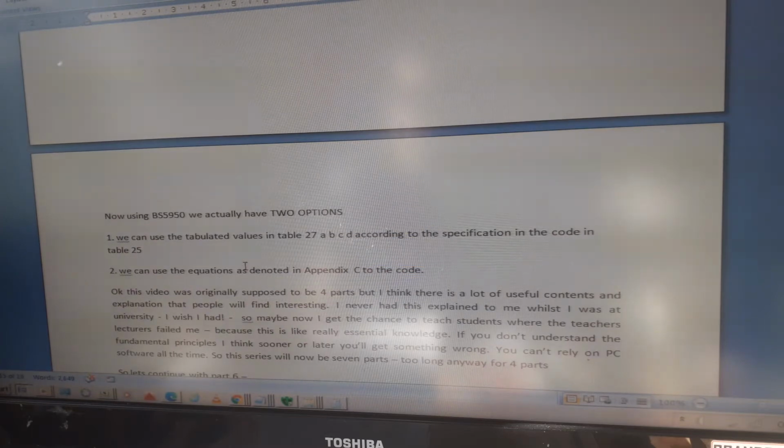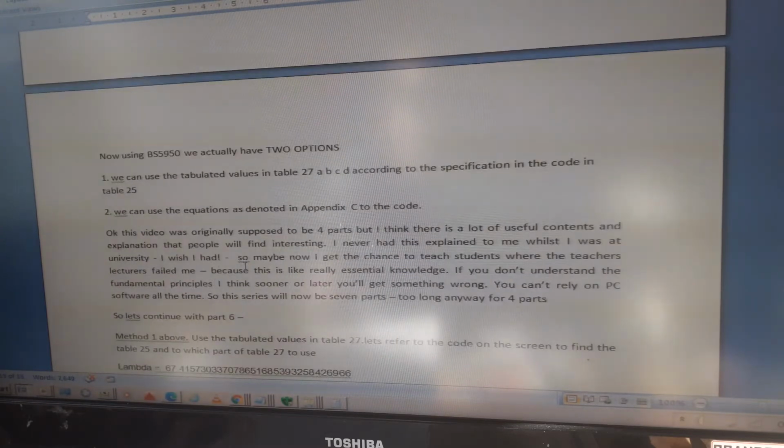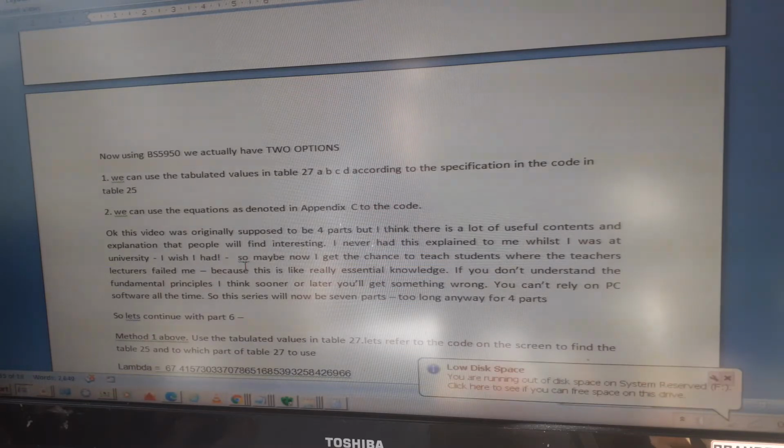So basically, from BS5950, we actually have two options. First option, we can use the tabulated values in Table 27 A, B, C, D according to the type of section, as described in Table 25 of BS5950. Or, as it says in the clauses, we can use the equation as denoted in Appendix C of the code.